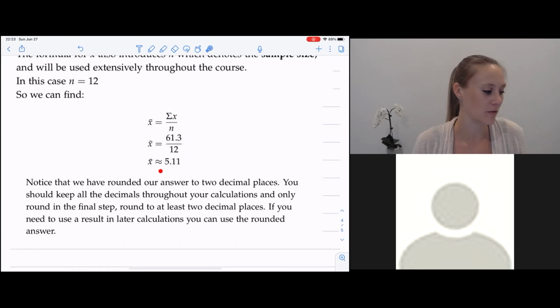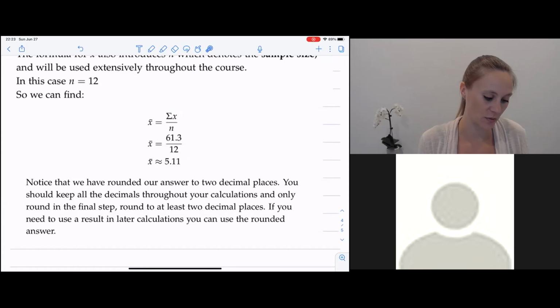61.3 divided by 12. Got my handy dandy calculator here. 61.3 divided by 12 is 5.10833 repeating. And so I've rounded it to 2 decimal places. So we've rounded our answer to 2 decimal places.